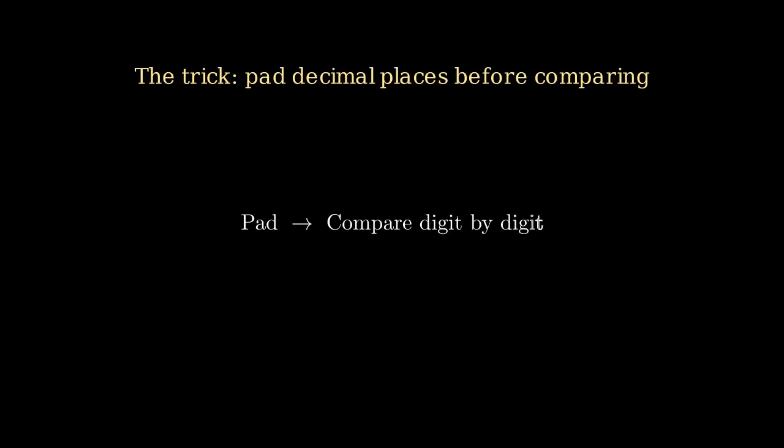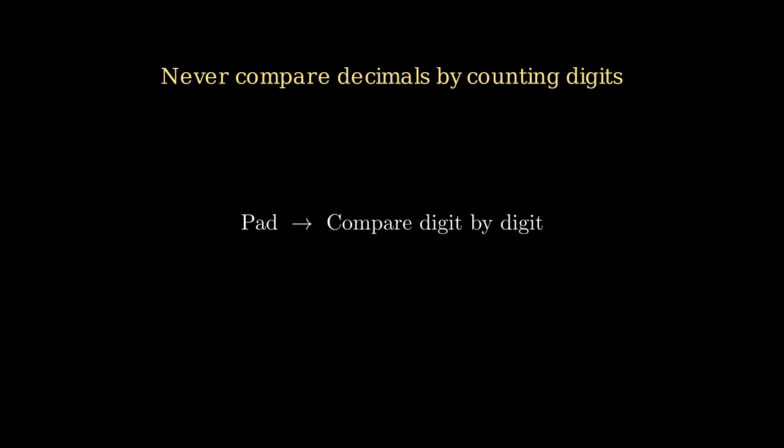So the key trick to remember is this: always pad every number to the same number of decimal places before you compare them. Never try to compare decimals just by counting how many digits they have.